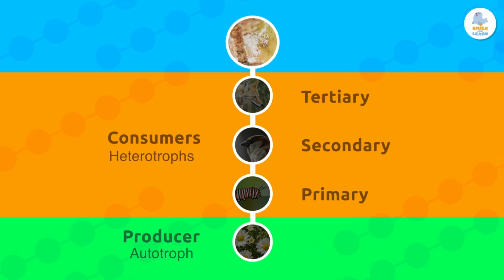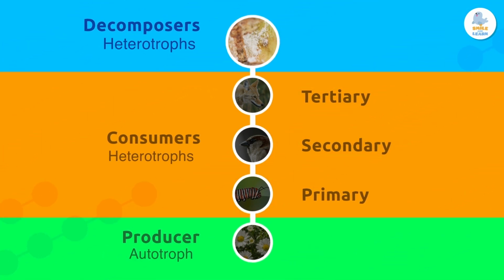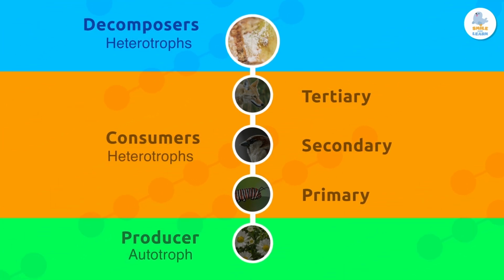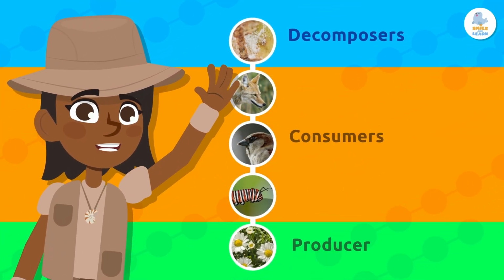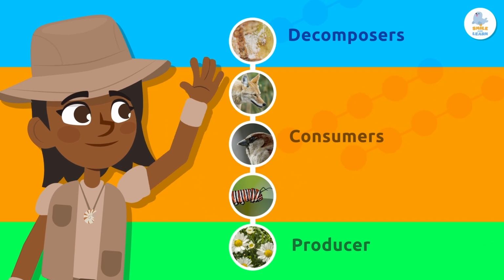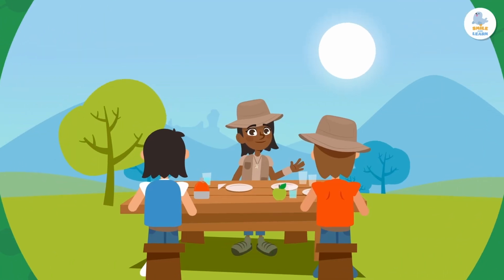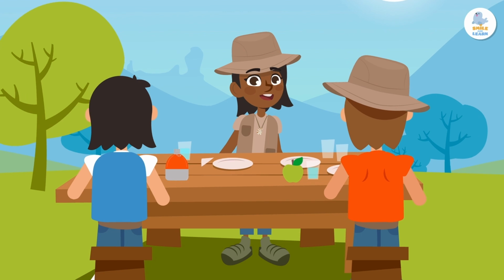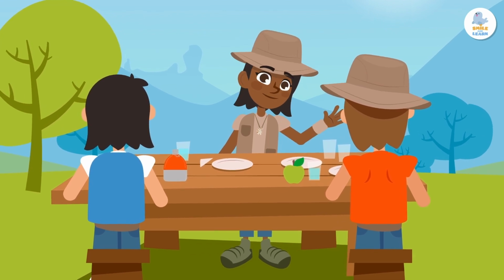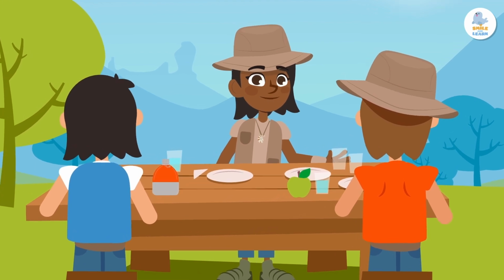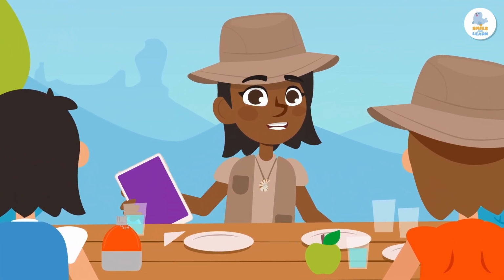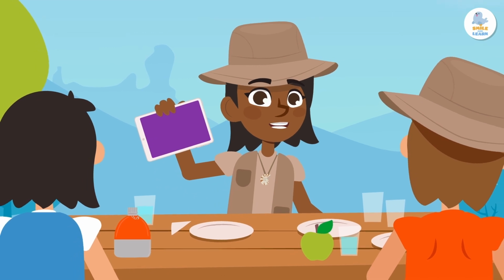Finally, the fungi and bacteria that decompose the tertiary consumers when they die are the decomposers. Decomposers are very important because they restart the food chain. Thanks to them, it begins all over again. Remember that all living things need energy to live. A food chain helps us to see where living things get their energy. There are different levels within food chains. Let's see if you can put them in order.